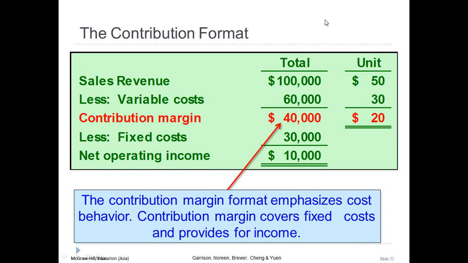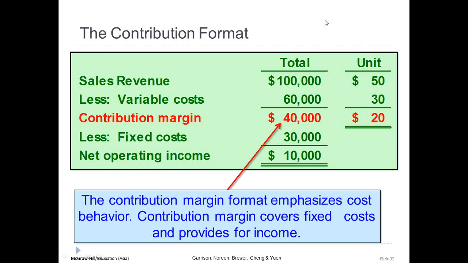Now, contribution format emphasizes cost behavior, okay? The whole way of thinking is, let's generate enough sales, which generates enough contribution margin to cover our fixed costs. And in this case, what are examples of fixed costs? Well, everybody's salaries are on a fixed cost basis. Rent. Many types of expenses tend to be fixed cost behavior. We must generate enough sales that has enough margin to cover those fixed costs. Now, that's on a total basis.